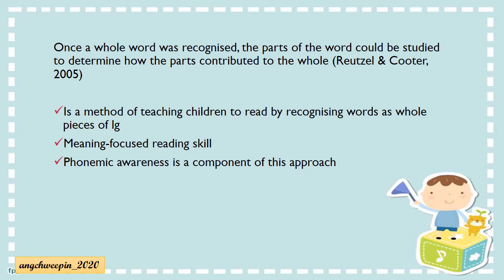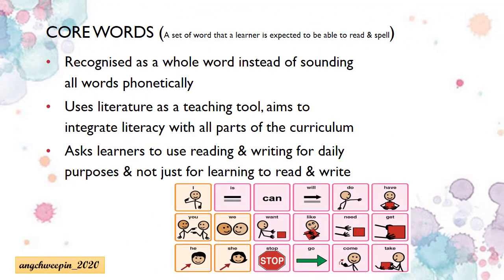This approach is a method of teaching children to read by recognizing words as whole pieces of language. They use meaning-focused reading skill. Phonemic awareness is a component of this approach. In this approach, learners are taught to recognize core words as a whole word instead of sounding all words phonetically. It uses literature as a teaching tool. It aims to integrate literacy with all parts of the curriculum. This approach asks learners to use reading and writing for daily purposes and not just for learning to read and write.